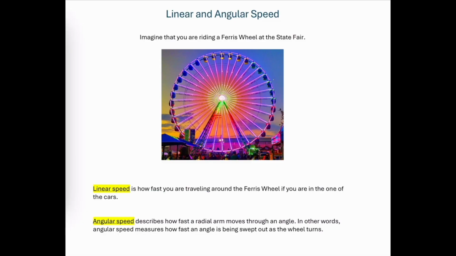The angular speed is describing how fast a radial arm moves through an angle. So let's consider this radial arm here, and the angular speed is measuring how fast that angle is being swept out as the wheel turns.